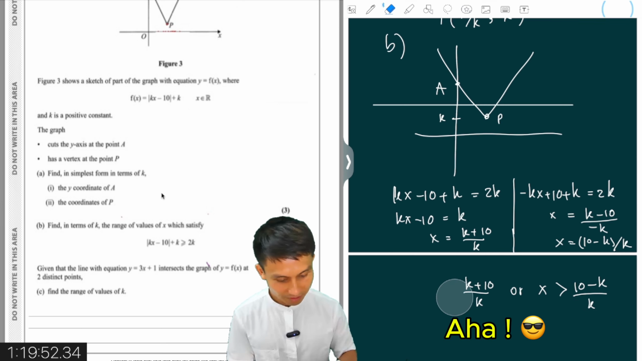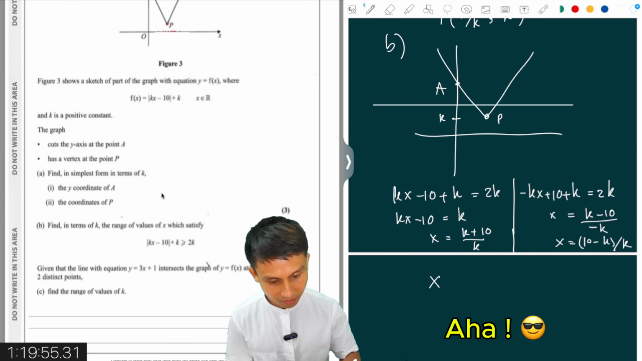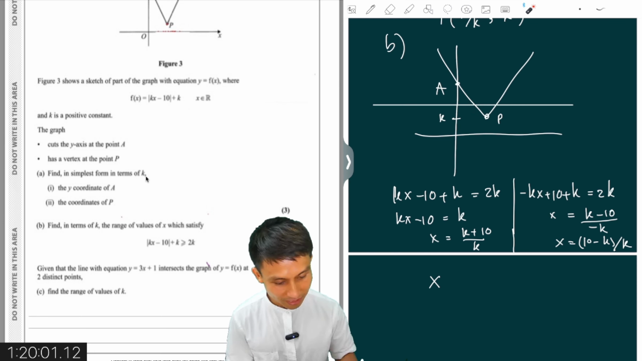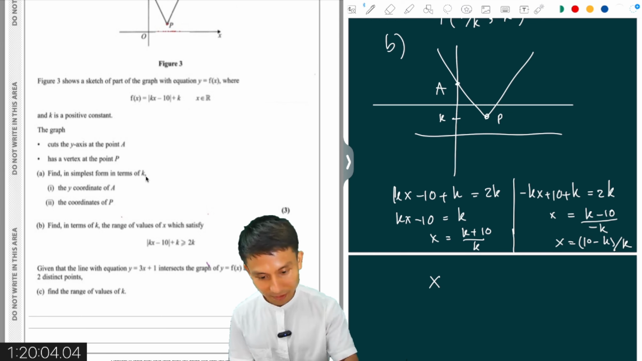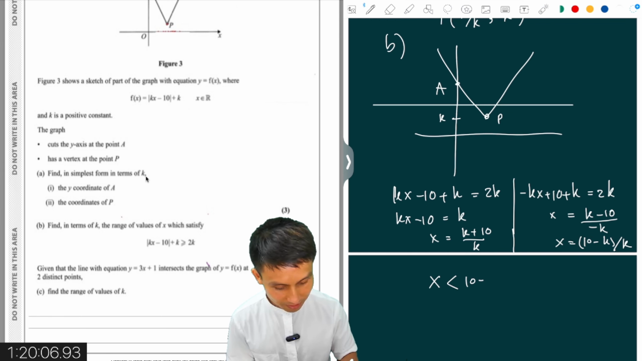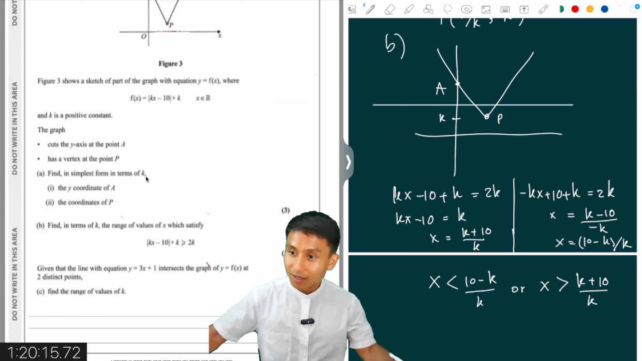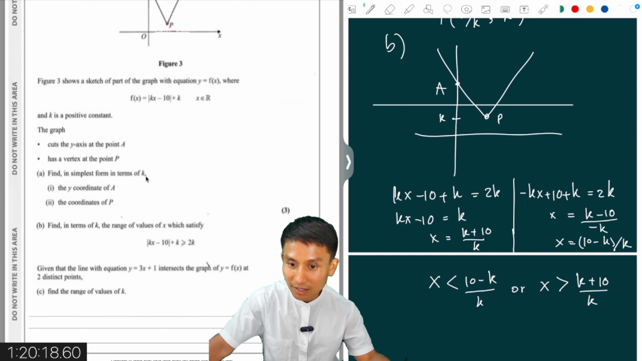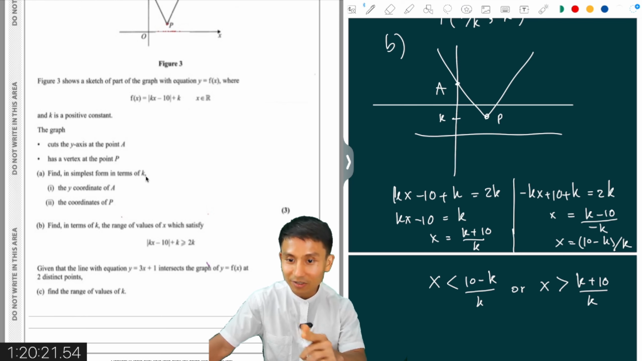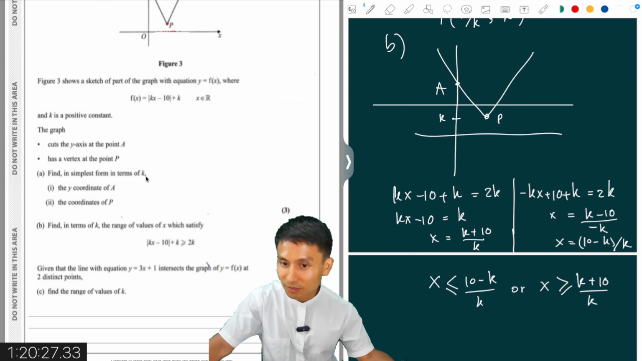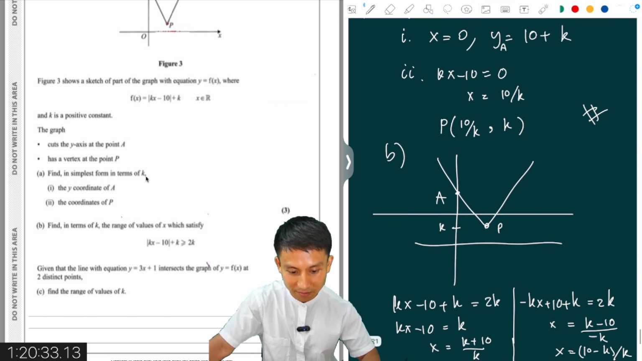Oh, good that I double checked actually. So this one should be smaller, and if k is a positive constant, the sense is that this one should be smaller, right? Okay, so x less than 10 minus k over k, or x greater than k plus 10 over k. Am I happy with that? Hang on, let me check. And that is greater than or equal, so we gotta be careful. We need that as well. Aha, don't forget that. This question has taken some time now.